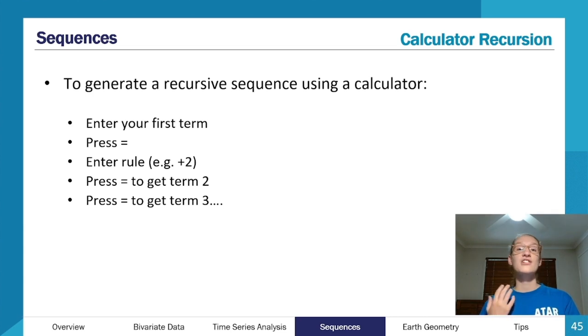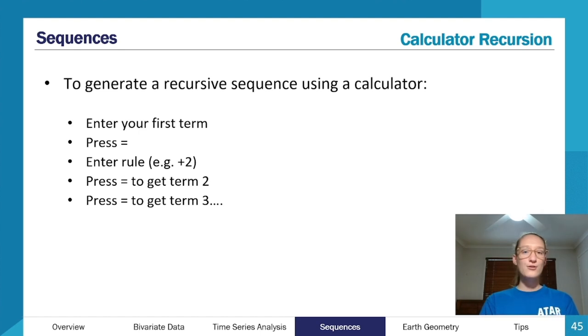Another important thing, you can actually generate a sequence using your calculator, and that's again using recursion. That's really important if you want to quickly answer a multiple choice question or if you want to check your work. So to make your calculator generate a sequence, you enter your first term. With our 2, 4, 6, 8, 10 example, our first term would be T1, so our first term would be 2. So you'd enter the number 2 in your calculator, then press equals, and then enter your rule, which in our case would be +2.